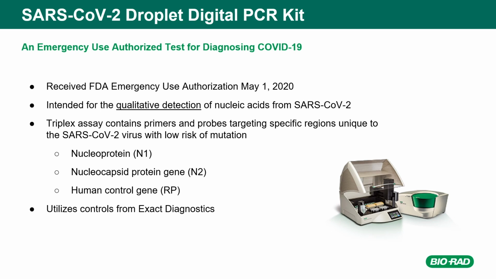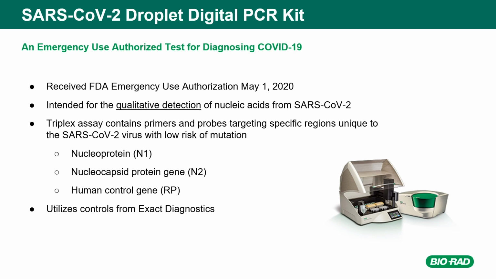The Bio-Rad SARS-CoV-2 ddPCR kit is a powerful diagnostic tool in the battle against COVID-19 with sensitivity and precision beyond that of qPCR assays. This test is a partition-based endpoint RT-PCR test intended for the qualitative detection of nucleic acids from SARS-CoV-2 in nasopharyngeal, anterior nasal, and mid-turbinate nasal swab specimens, as well as nasopharyngeal wash or aspirate and nasal aspirate specimens from patients suspected of having COVID-19 by their healthcare provider.